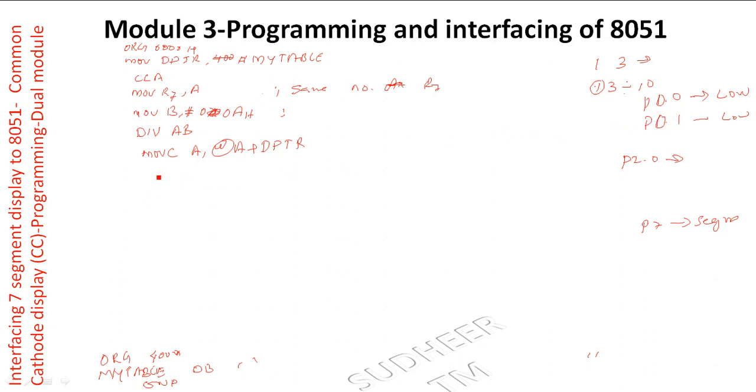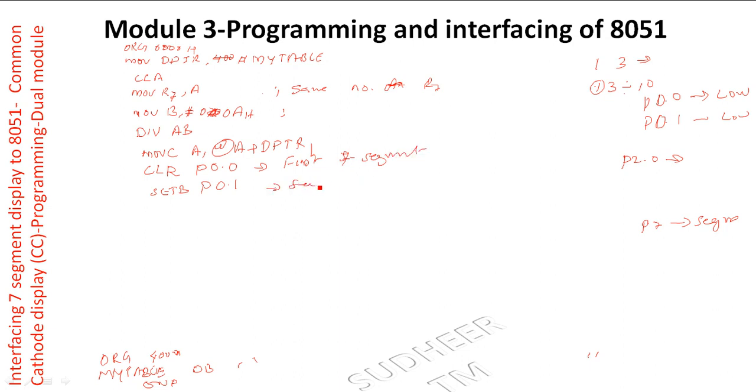Now the concept is CLR P0.0, then SETB P0.1. So 0.0 only is kept low. The common terminal of our 7 segment will connect to the port 0 pin of the first line of port 0. So this pin is going low, this pin is going high. So the second 7 segment unit will be disabled because of SETB P0.1, and this one will be enabled. Whatever the content of port 2 will get displayed on the first segment. This is for the first 7 segment.